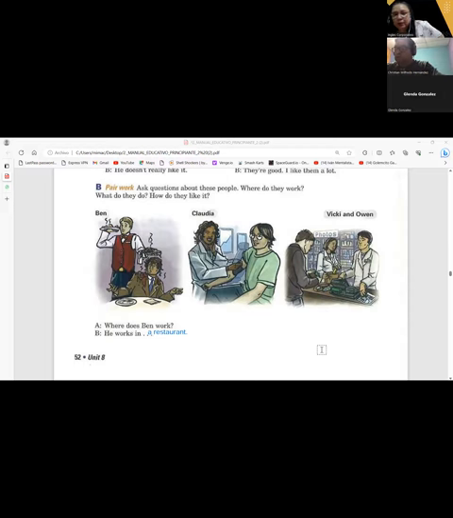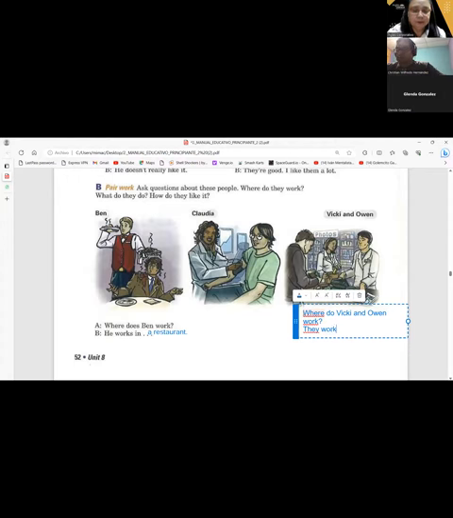They work in a store. They work in a store. Store. They work in a store. Here. Where do Vicky and Owen work? Okay. The answer is they work in a store. In a store. We use do because it is two people.